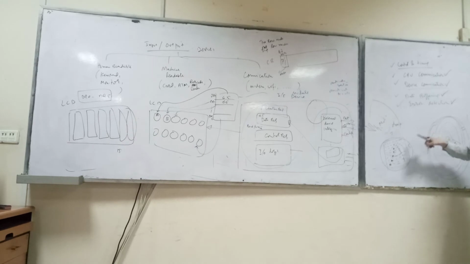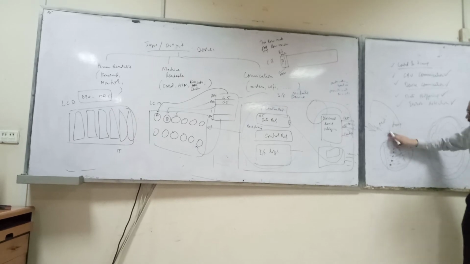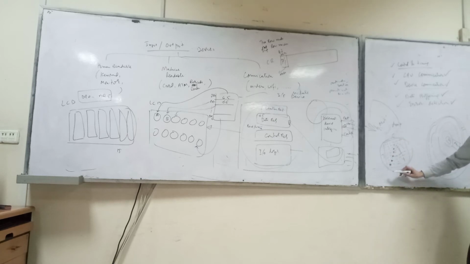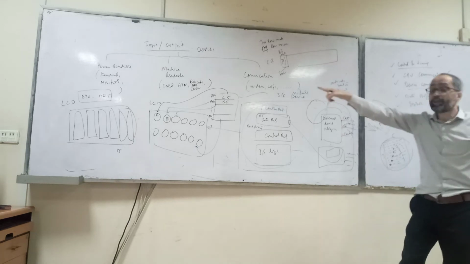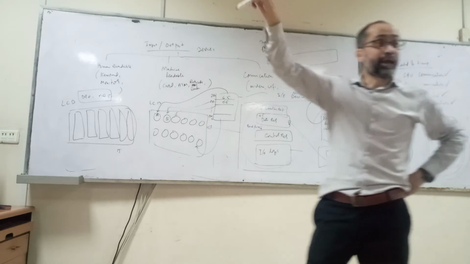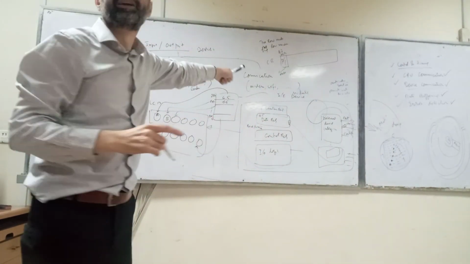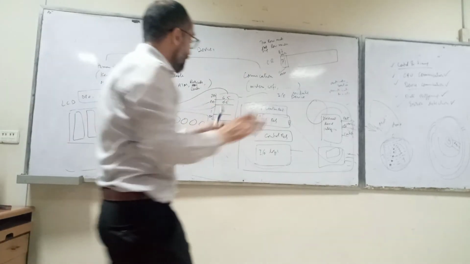If it's 7 cross 5, how many rows are there? 7 rows. And how many columns? 5 columns. Which column will be enabled depends on the ASCII value and the value of a particular register, where it is stored in the data register.